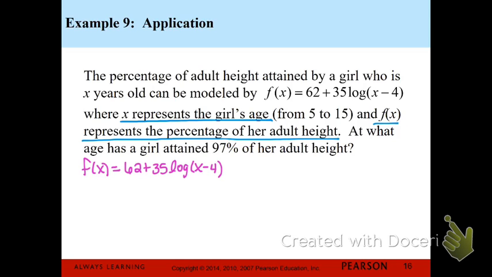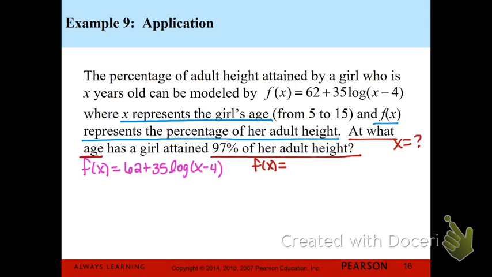All right, so the question is, at what age has a girl attained? At what age? So what are we after? X. So we're after X. What is F of X? 97%. When she's attained 97% of adult height. What is that? 0.97. That's F of X.